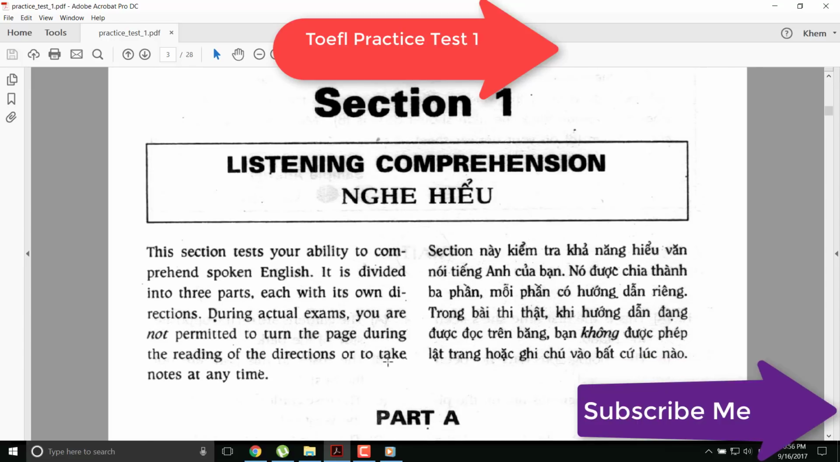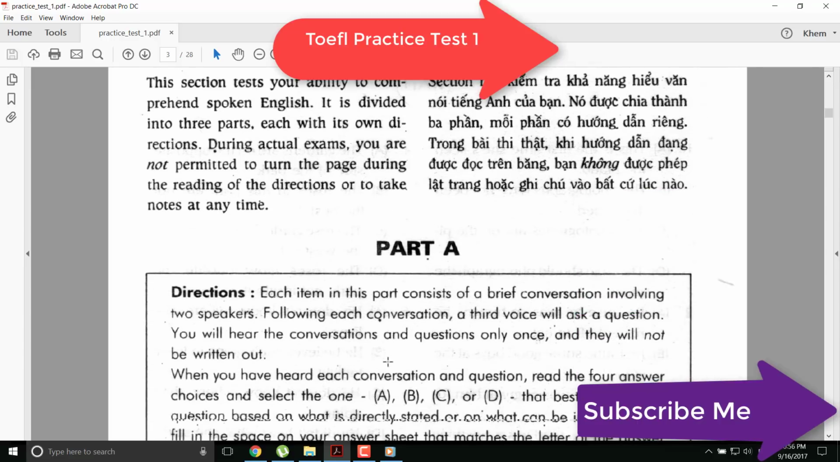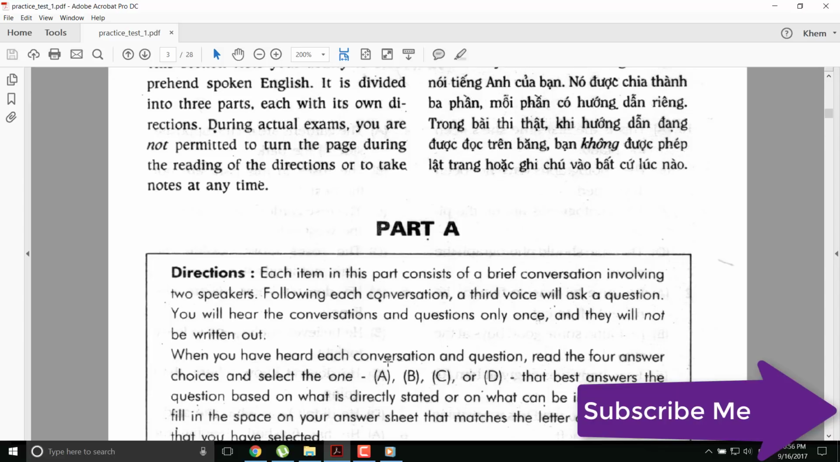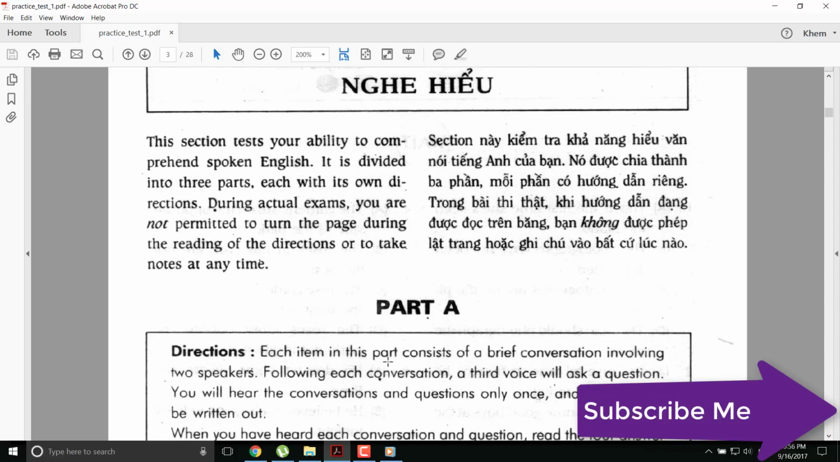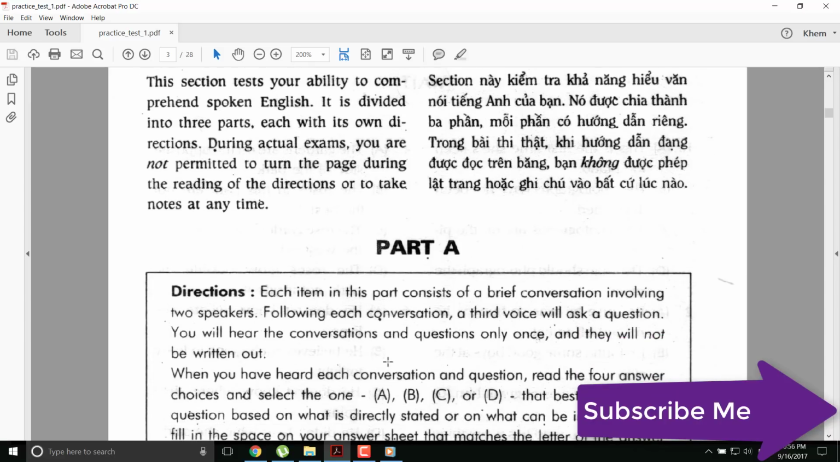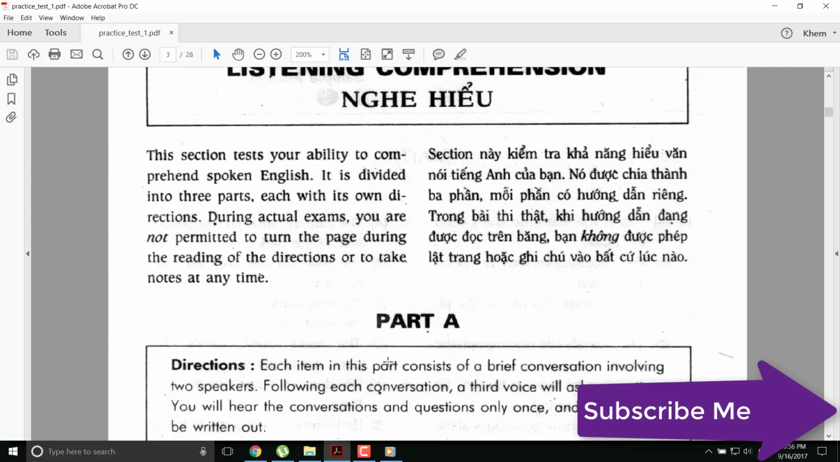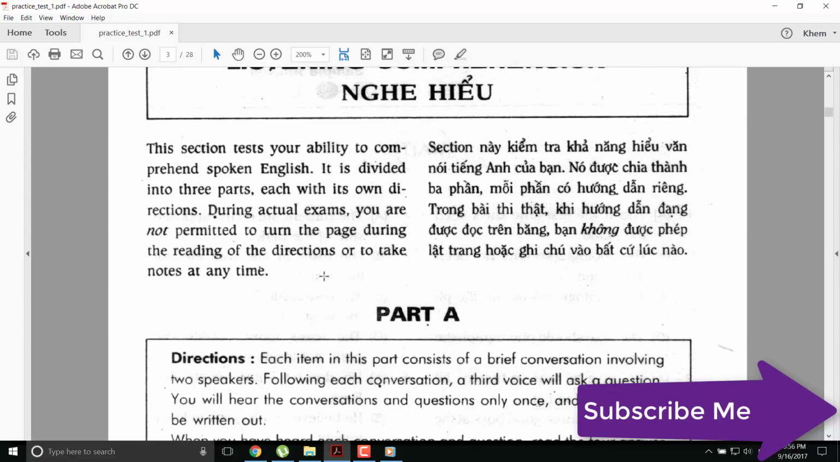Find the directions for this section of the test in your book and read along with them as they are read to you on the tape. This section tests your ability to comprehend spoken English. It is divided into 3 parts, each with its own directions. During actual exams, you are not permitted to turn the page during the reading of the directions or to take notes at any time.